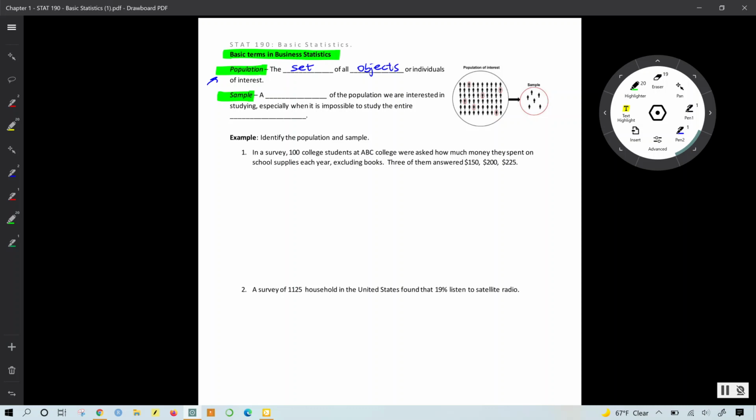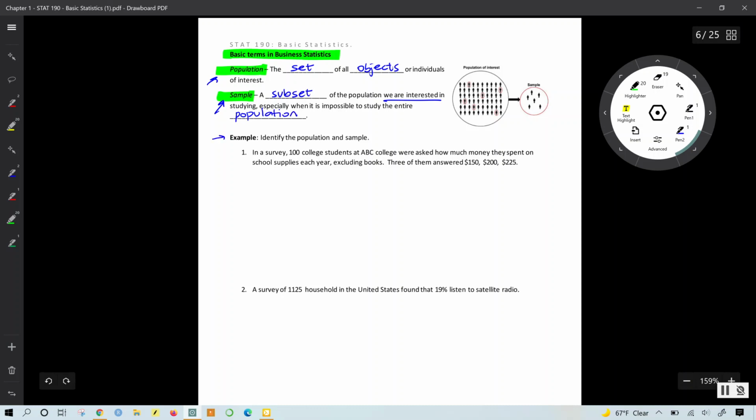What if we're not able to access all Truman State University students at any point in time in order to have the exact average age? Well, we can settle for a sample. And so a sample is a fractional part of the population, or a subset of the population that we are interested in studying, especially when it is impossible to study the entire population.